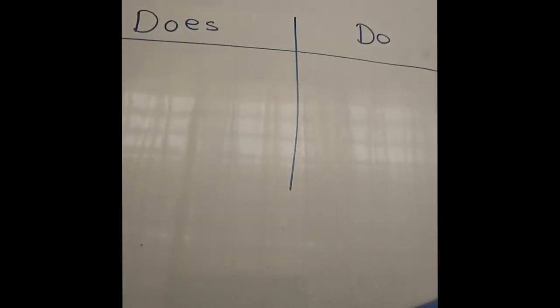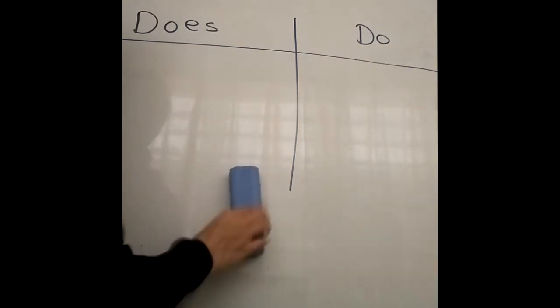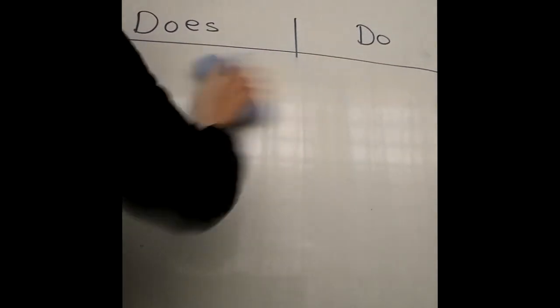Okay, so if you want to make a question with a yes or no answer, what do we need to do? We always need to look at the subject. If the subject is singular, then we use does. But if the subject is plural, we use do. So let's look at this sentence.